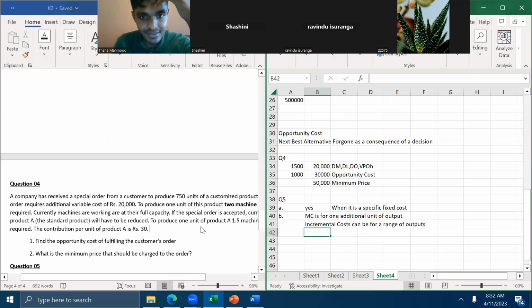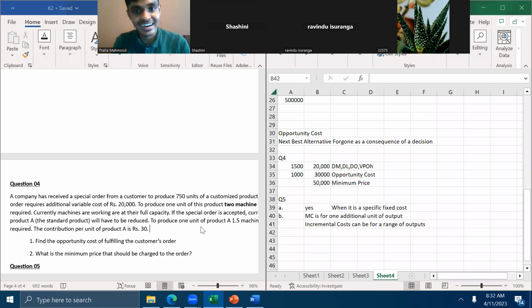We have a question, I think. The additional fixed cost, incremental cost. Yes. Yes. Additional fixed cost is an incremental cost. Okay.